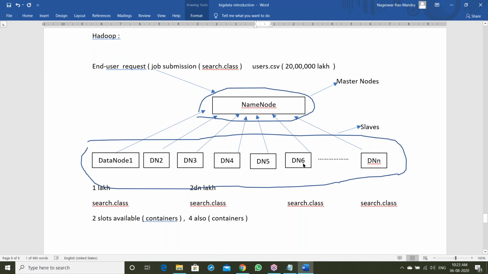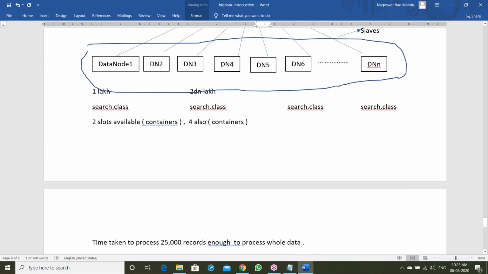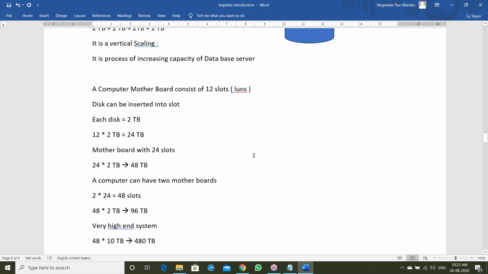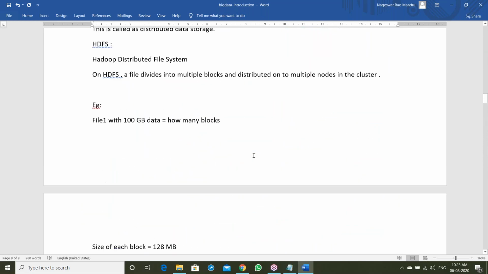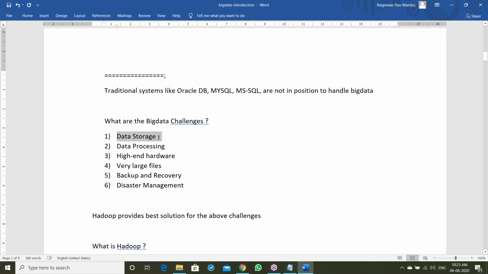This is what we discussed in the previous class. Next, today's topic is data storage in Hadoop. Data storage is distributed data storage. Means a file is split into multiple blocks and stored on multiple nodes in the cluster. So data storage is on multiple nodes. In a traditional system, only one server; in Hadoop, data is stored on multiple servers.